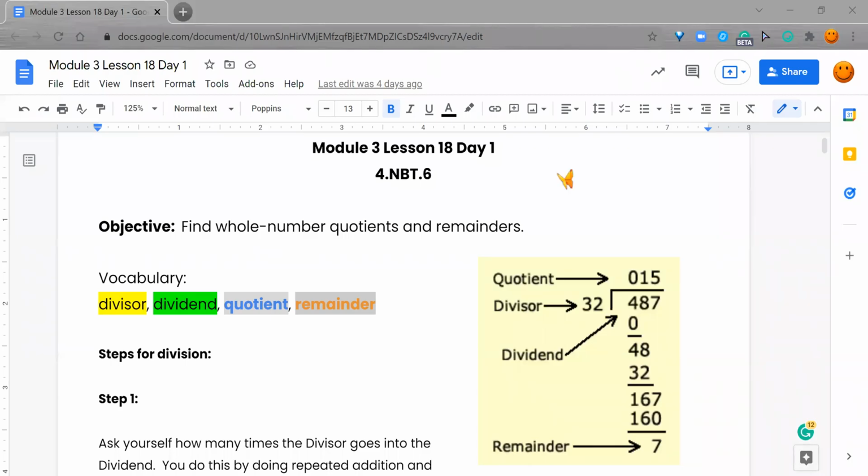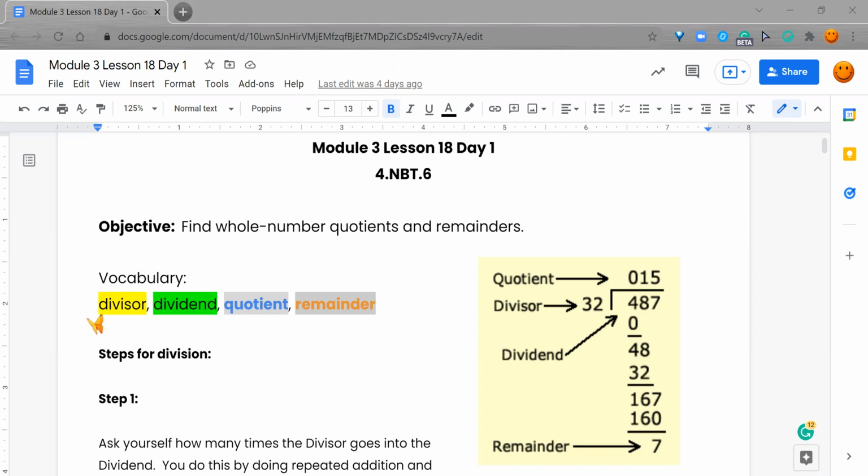Today, we're working with Engage New York again. We're doing Module 3, Lesson 18. It's a day one, so it means I'm giving you time to work on this section for a couple days. Our objective is to find the whole number quotients and remainders.